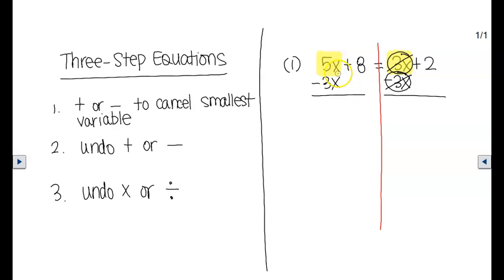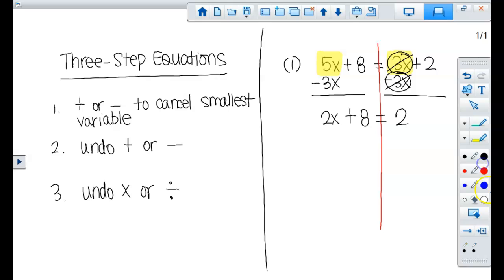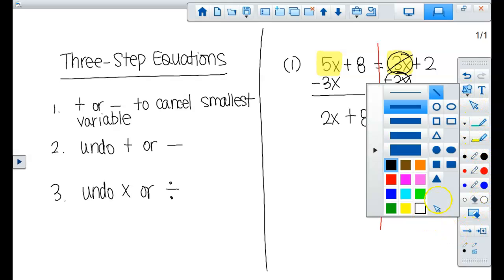So let's see what we have now. 5x minus 3x is 2x. I have a plus 8, and that's equal to a positive 2. So 2x plus 8 is equal to 2 is my new equation. So now I'm down to a 2-step equation. So next I'm going to undo adding or subtracting.